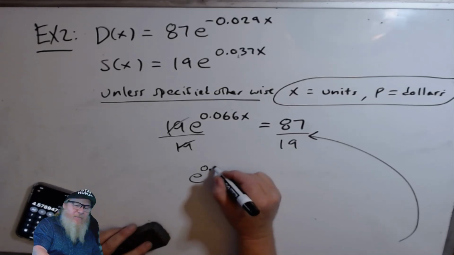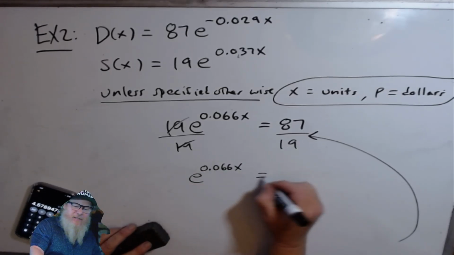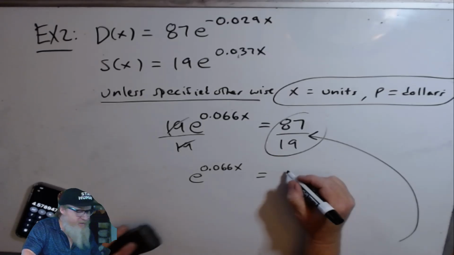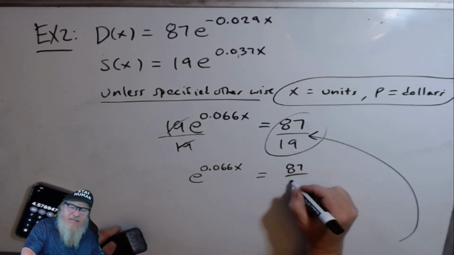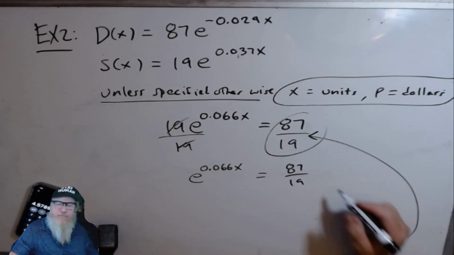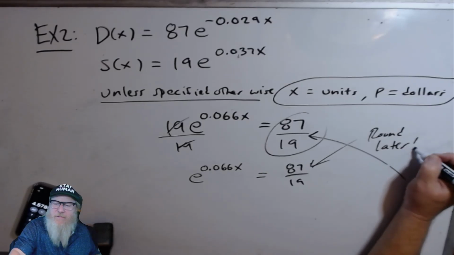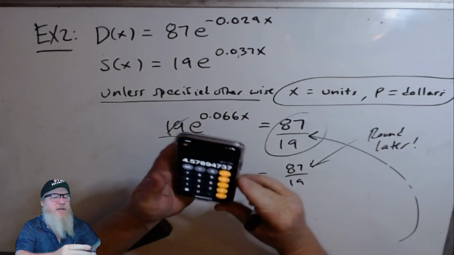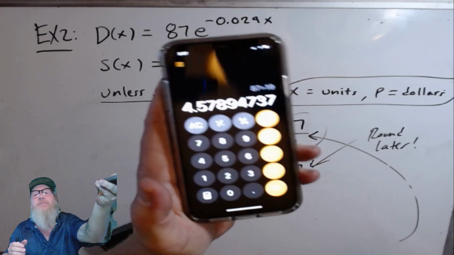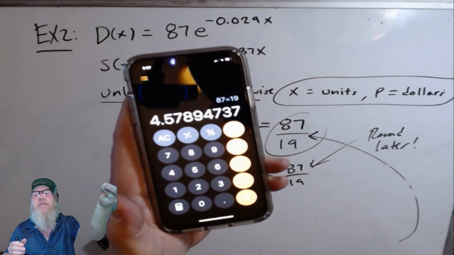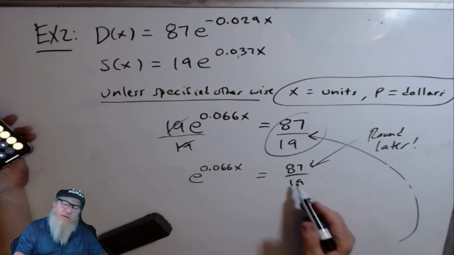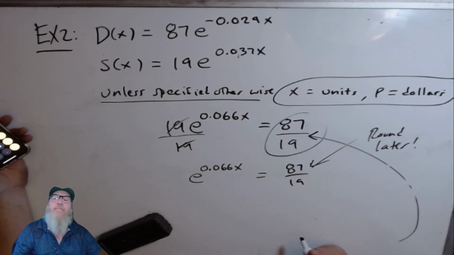So I have e to the 0.066x. Because these are not divisible, I'm just going to leave it as 87 over 19. I will round later. Look what it comes out to be on the calculator, 87 divided by 19. I mean, you could do it now if you like. I'm just going to wait.